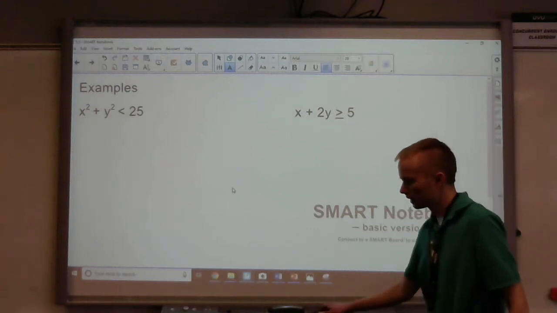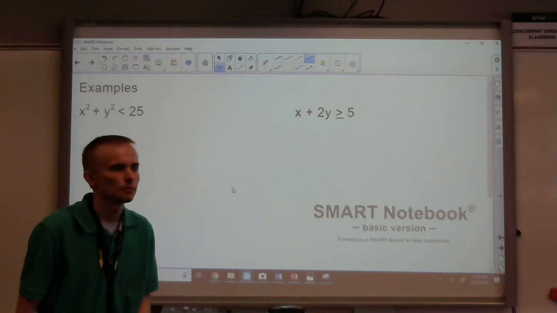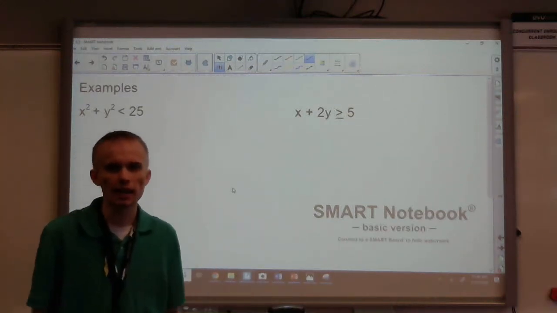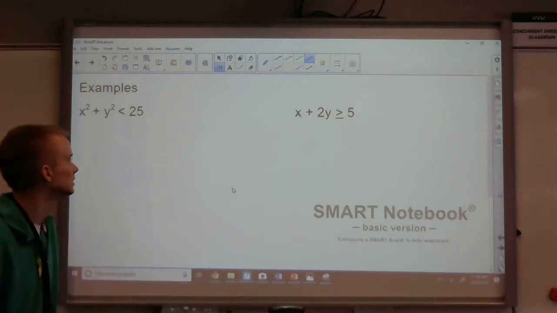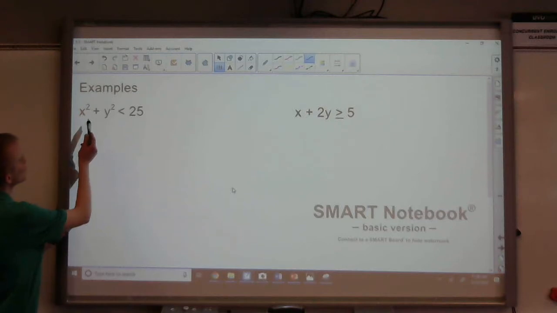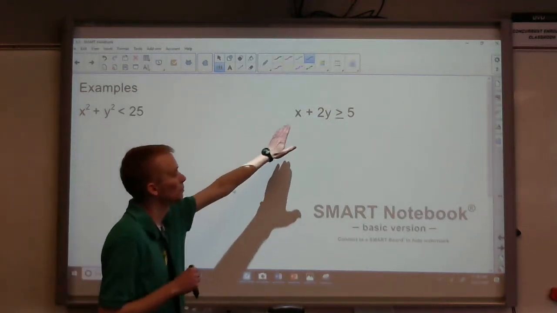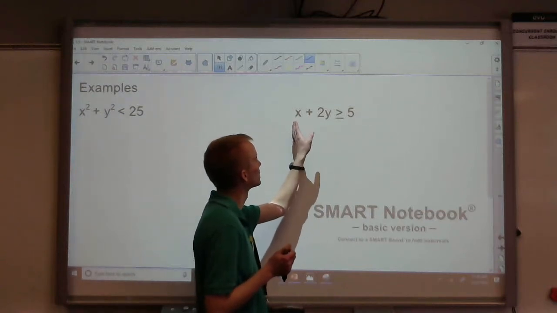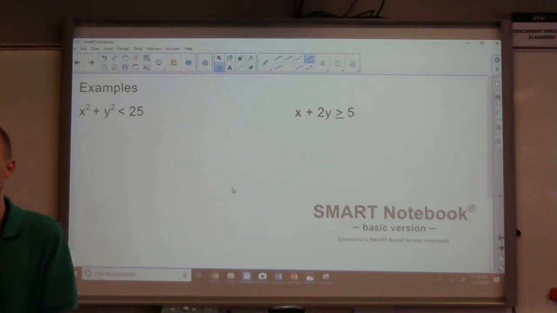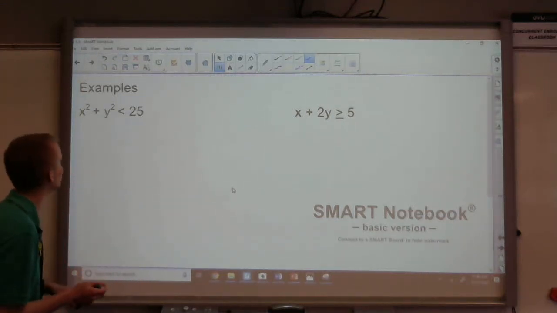Okay, now that we talked just a little bit about inequalities, let's do some examples of graphing where they just give you an inequality and they want you to graph it, okay? So, let's look at x squared plus y squared is less than 25, and then another separate problem we'll look at is x plus 2y is greater than or equal to 5. We're going to look at these two examples. How would I graph the solutions for these inequalities, okay?